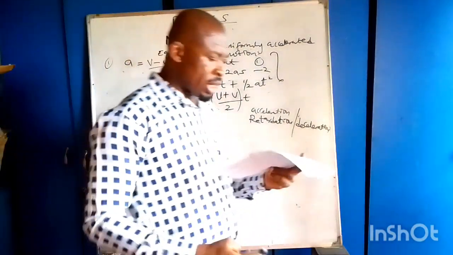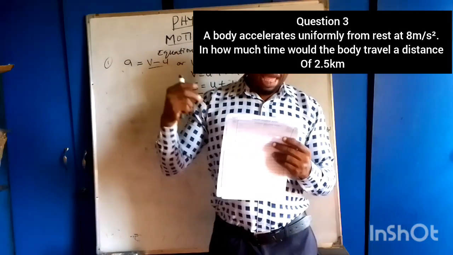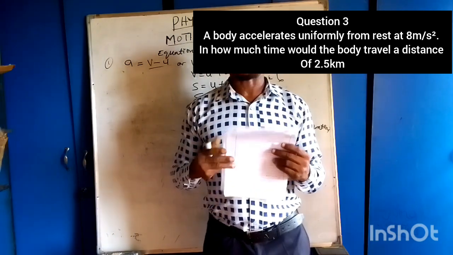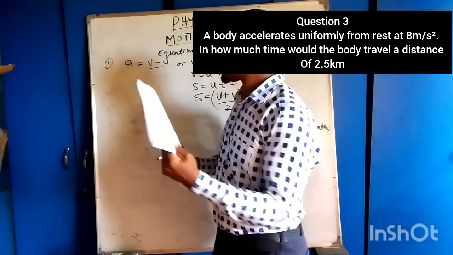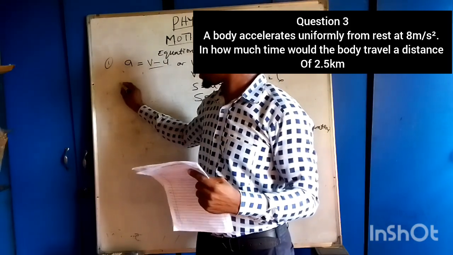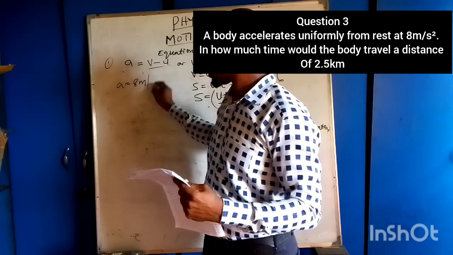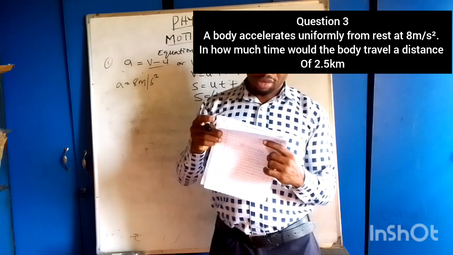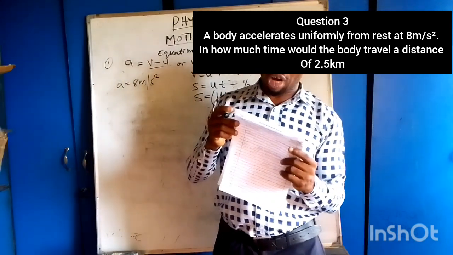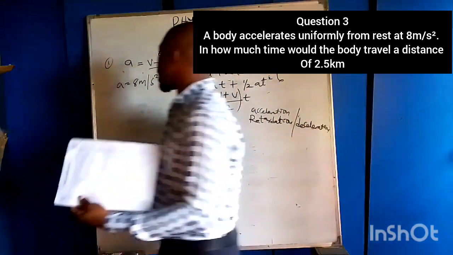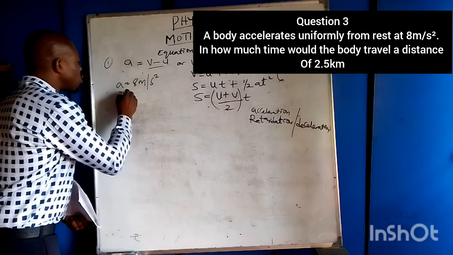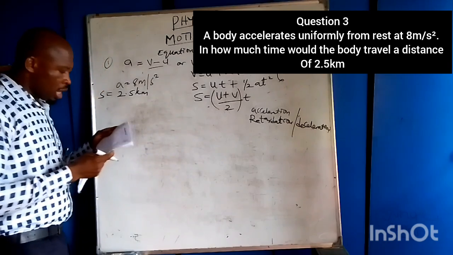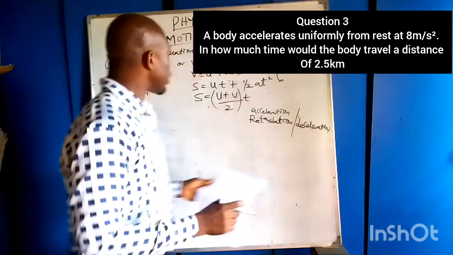The third question says, a body uniformly accelerates from rest at 8 meters per second squared. That means acceleration is 8 meters per second squared. In how much time will the body travel a distance of 2.5 kilometers? So this is a distance, 2.5 kilometers.